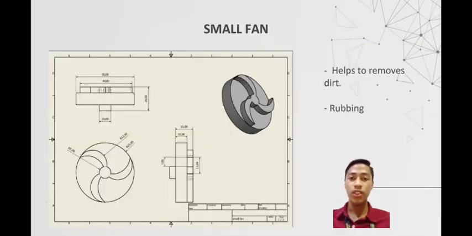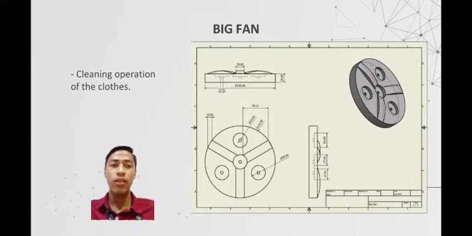Okay, for the small fan, I will tell about the dimensions first. The diameter of this fan is 50,000 in mm, and the back of the fan is 10,000. Okay, for the big fan, the diameter is 250,000 and the thickness is 30,000. It has four holes on the big fan to put the small fan.